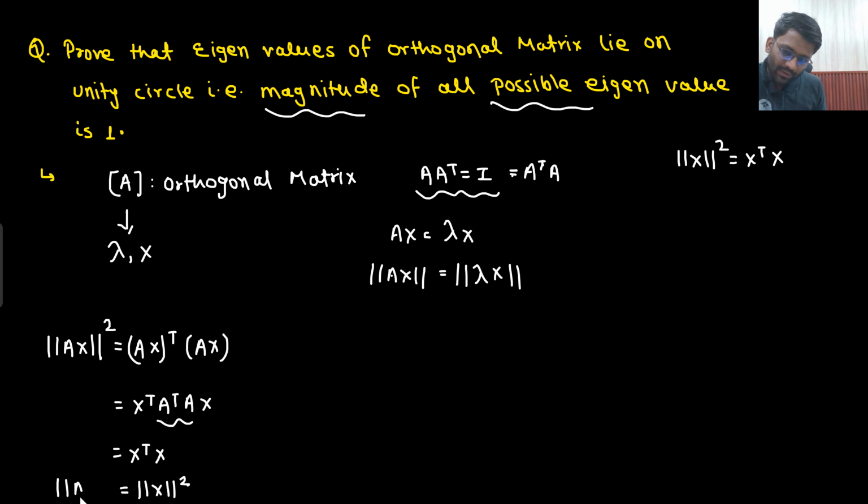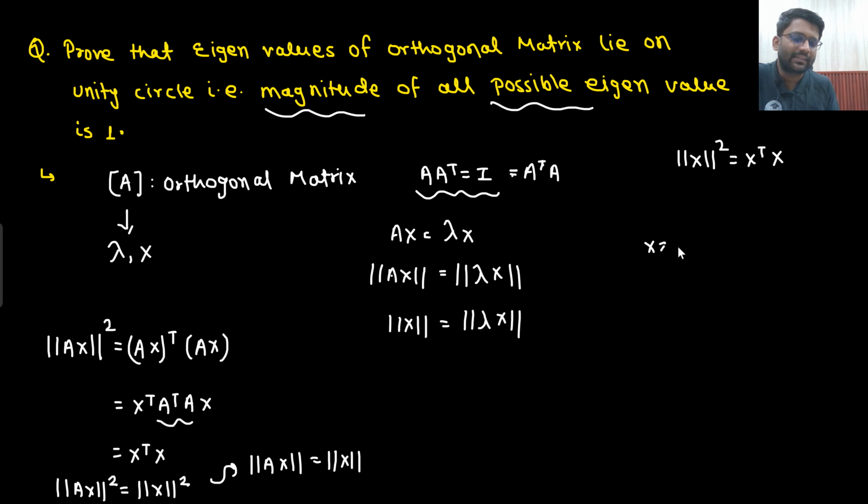So magnitude of Ax whole square is coming out to be magnitude of x whole square, or what you can say, it is coming out to be nothing but magnitude of x only. So magnitude of Ax is coming out to be magnitude of x for an orthogonal matrix. So for an orthogonal matrix, this is equivalent to x only.